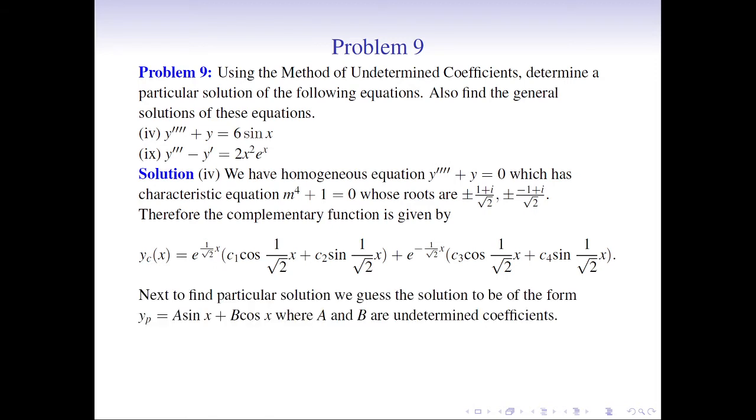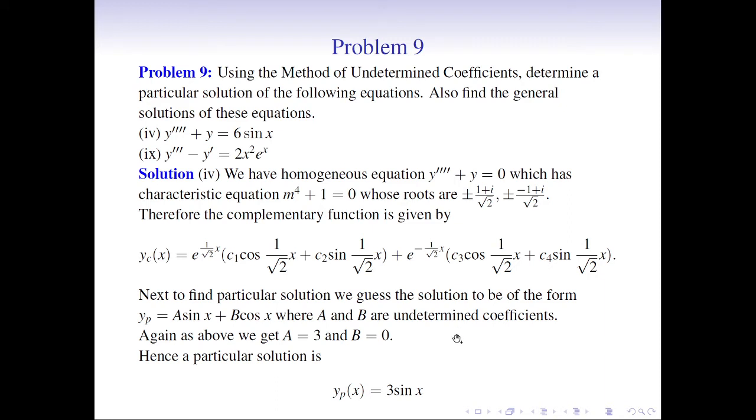Next we have to find out a particular solution, and we guess the solution to be of the form a sin x plus b cos x, because over here we have fourth derivative of y plus y, and here we have sin x, so we take it to be a times sin x plus b times cos x, where we don't know yet what a and b are, and we will figure it out in a bit. Okay, so how do we do that? We just substitute this back into the equation fourth derivative of y plus y is equal to 6 sin x, and from there we find out that a is equal to 3 and b is equal to 0.